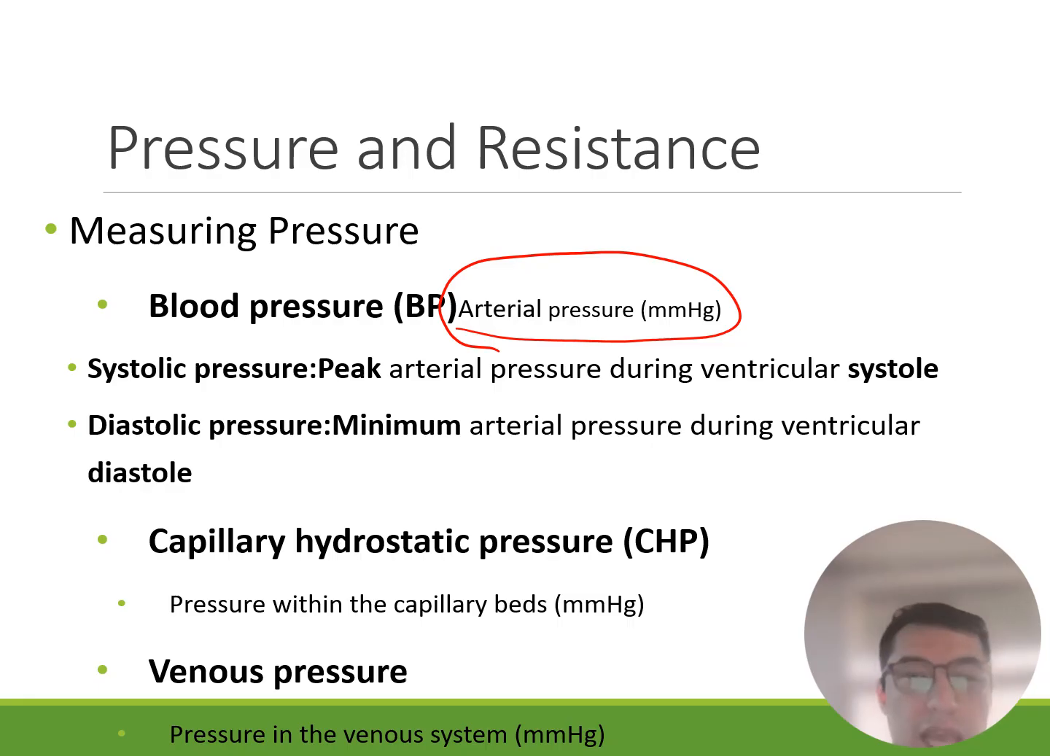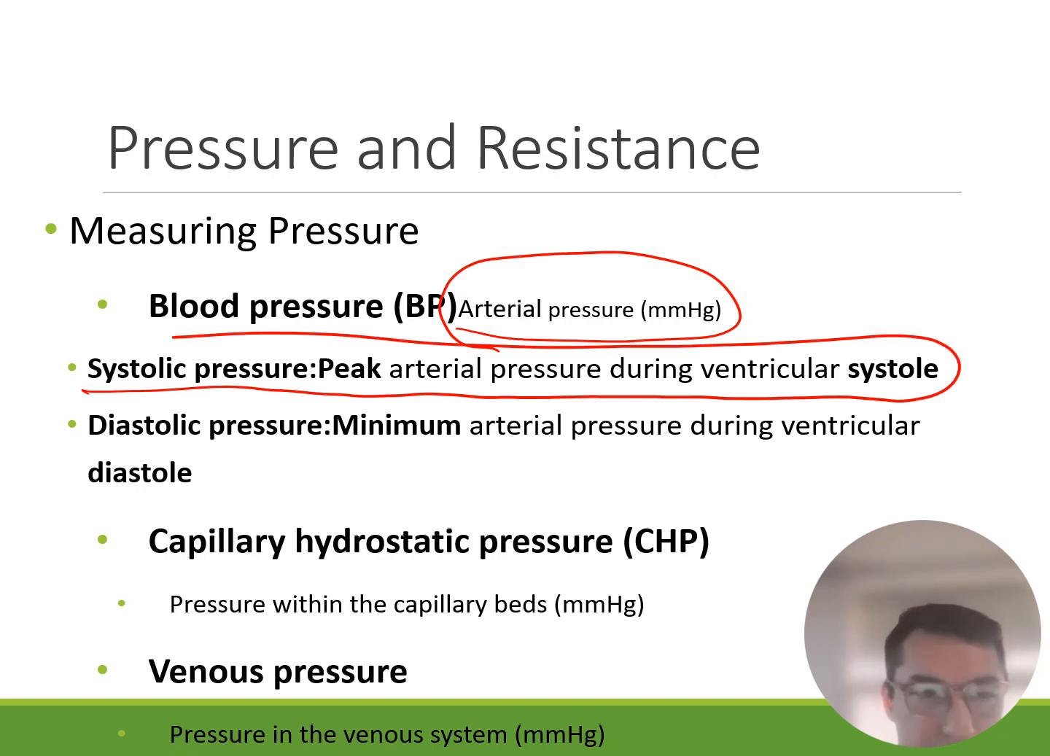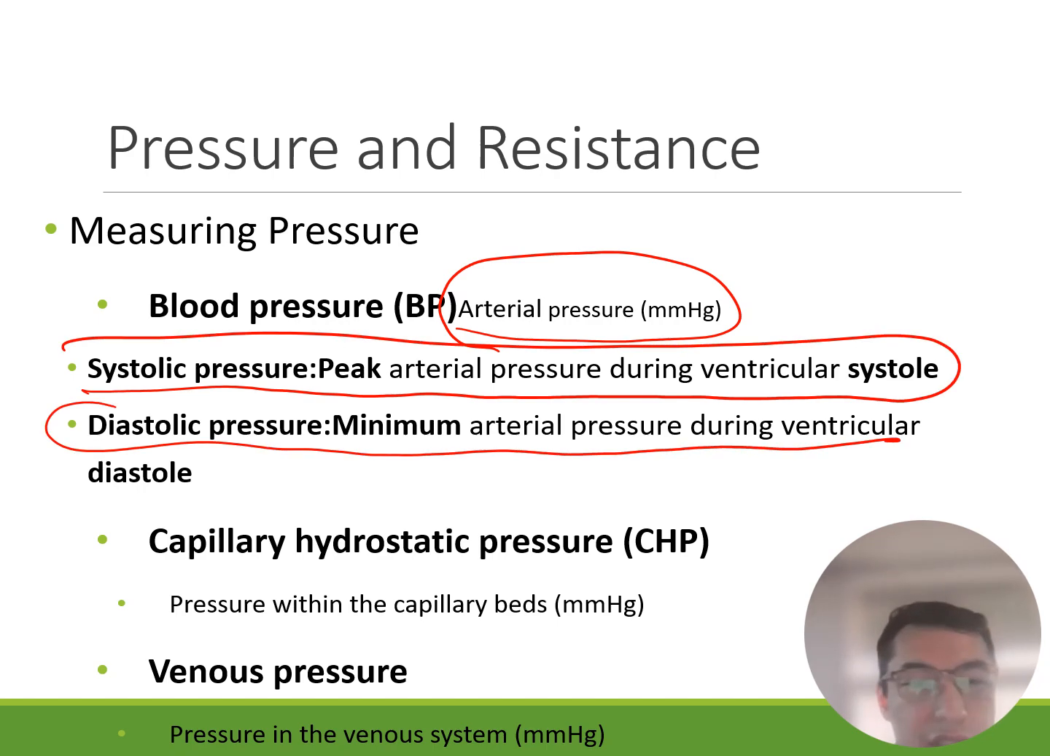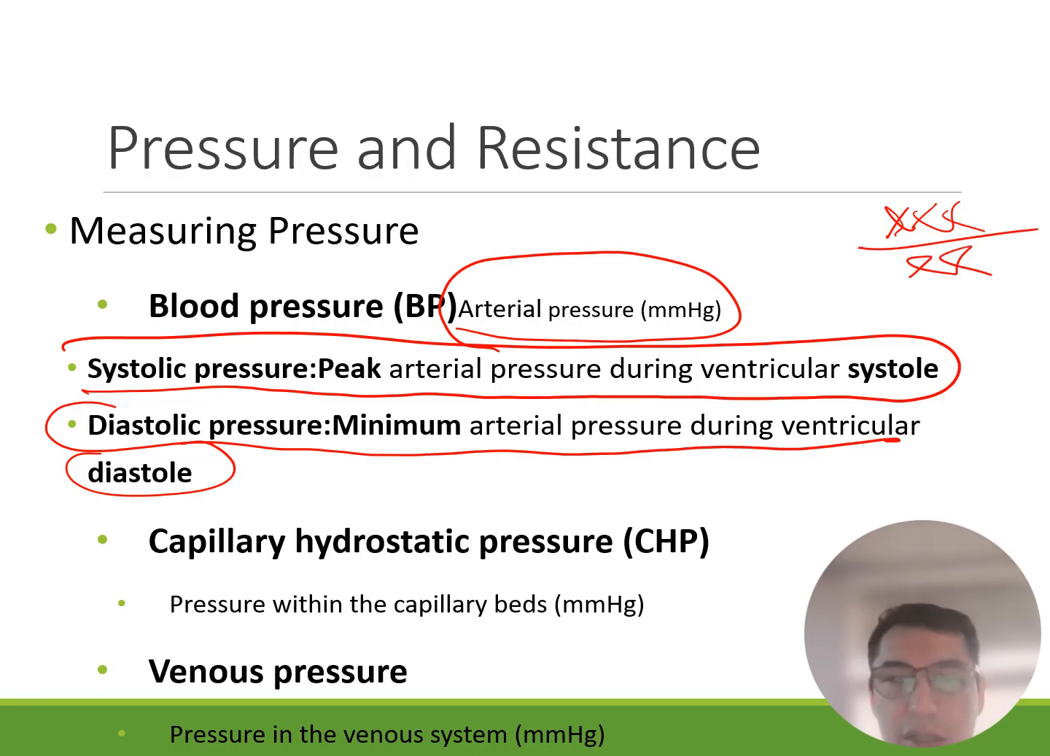This is measured. We have two peak pressures. We have systolic pressure, which is the peak pressure during ventricular systole, and we have diastolic, the minimum pressure during ventricular diastole. So when you look at the blood pressure of a patient, you're going to have X number over X number usually. Systolic such and such and diastolic such and such. Just know that this is the minimum arterial pressure during ventricular diastole.